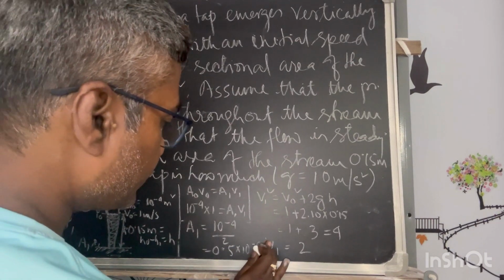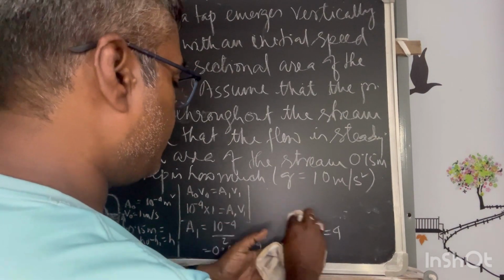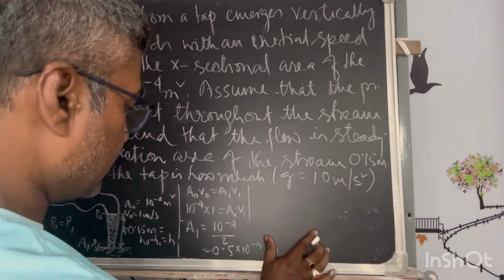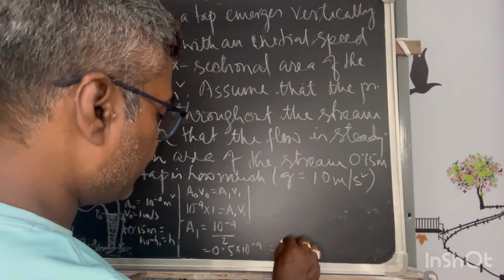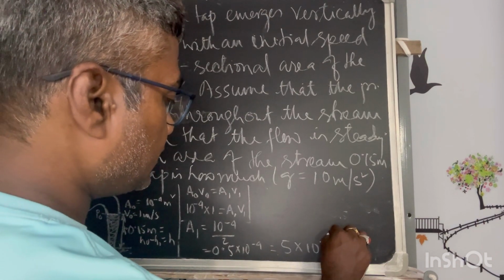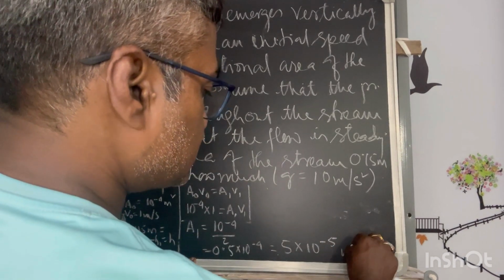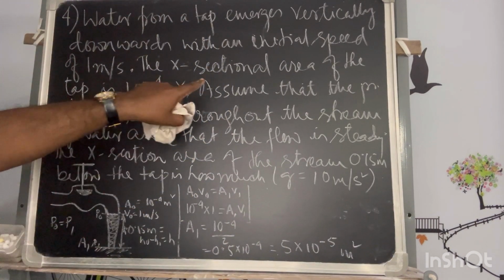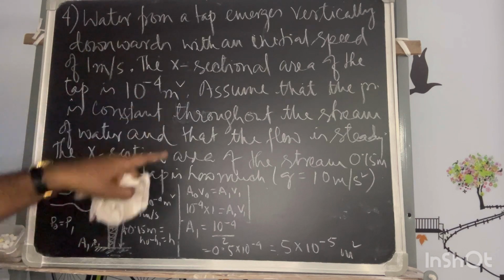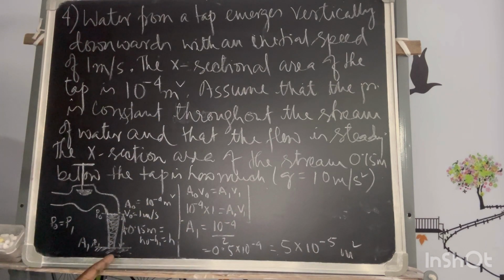If I put it by removing the decimal, it will become 10 to the power 5. And what is that area? This is meter square, isn't it? Because the other one is 10 to the 4 meter square. So the area here will be 5 into 10 to the 5 meter square.